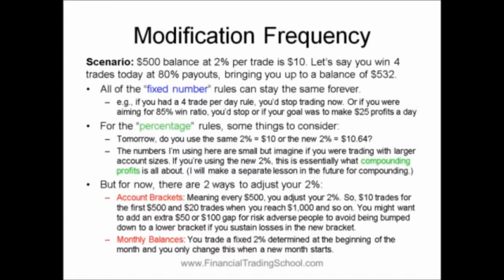E.g., if you had a 4 trade per day rule, you would stop now because you made 4 trades. Or if you were aiming for an 85% win ratio, you would stop now because you have 4 out of 4, 100%. Or if your goal was to make $25 profits per day, you would stop now because you reached $32 profit. But for the percentage rules, here's something to consider.